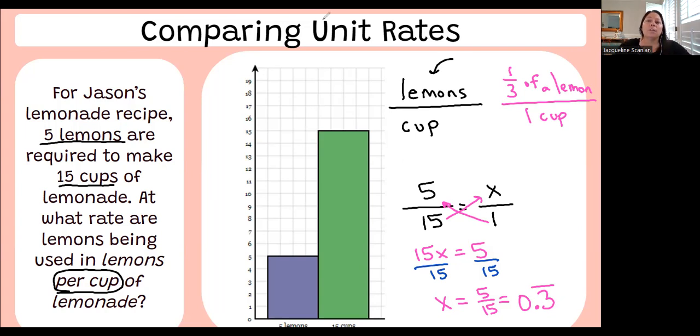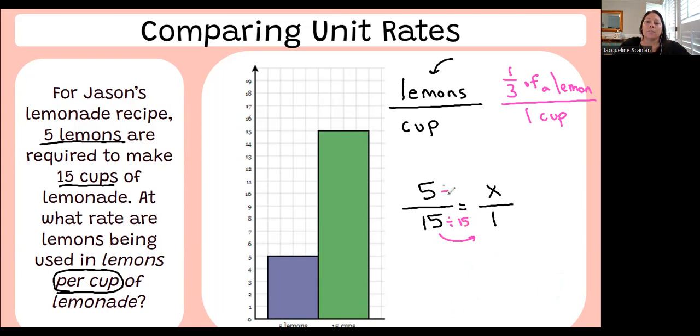Okay, guys, remember that you do not have to do the cross products. There is another strategy, right? Instead, you could just say, well, how do I get from 15 to 1? And you could say, oh, well, I divide it by 15. And to get from 5 to x, I'm going to do the same thing as I did on the bottom. So I divide 5 by 15. And I get the same answer. I'd either get 1/3 or I get 0.3 repeating.